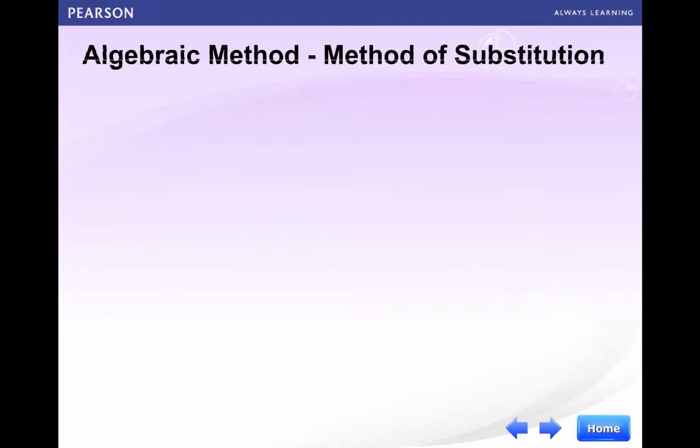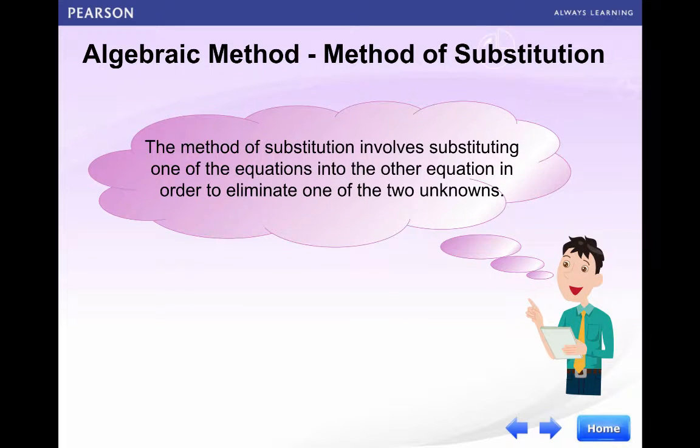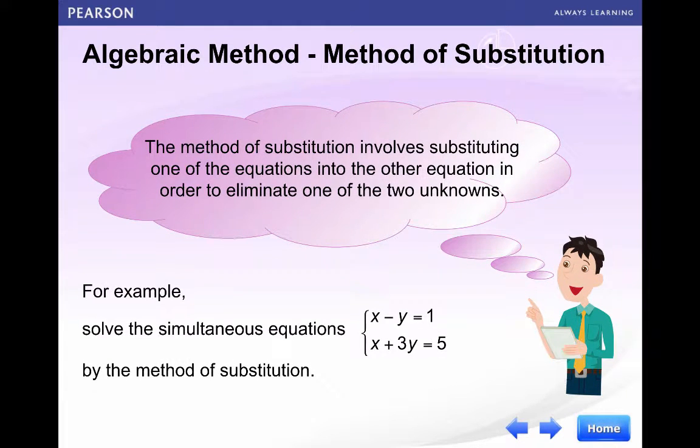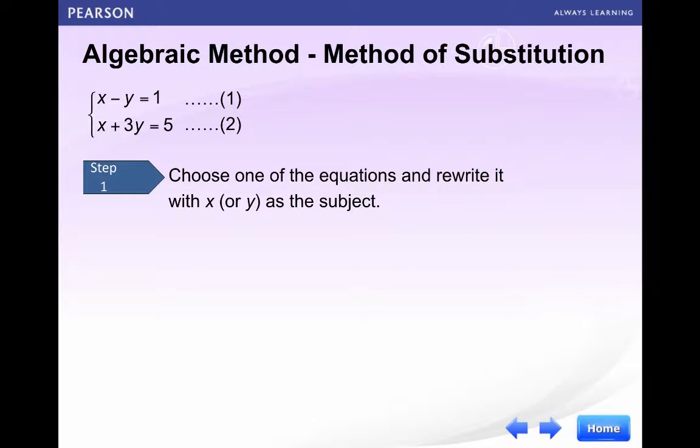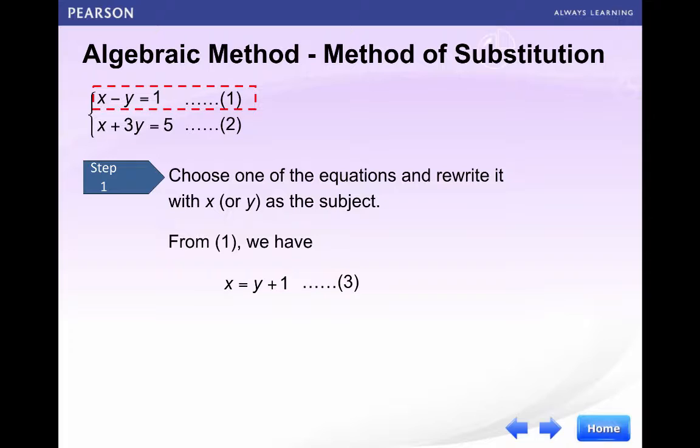Let's talk about the method of substitution. What does it mean? We try to substitute one equation into another. Let's say we have this simultaneous linear equation. We choose one of the equations and rewrite it with x as the subject: x equals y plus 1. This is the third equation.